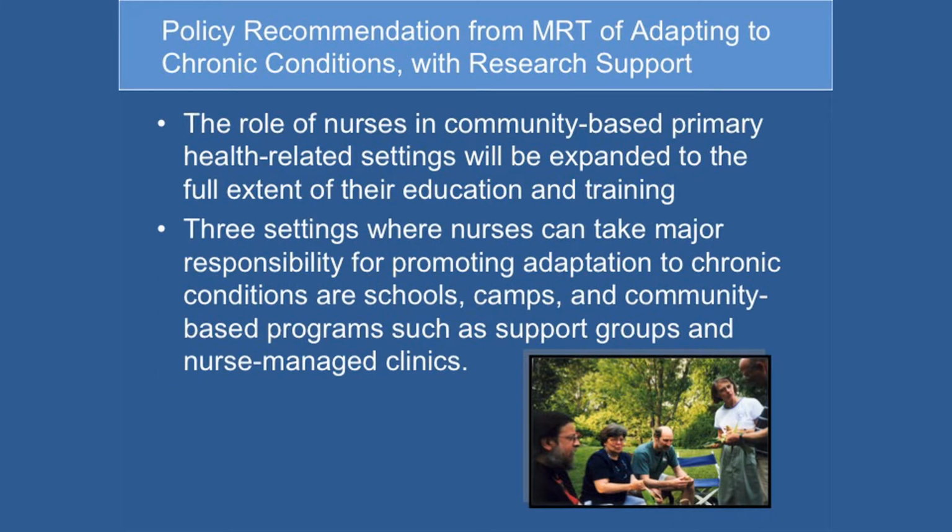The policy recommendation from this middle range theory of adapting to chronic conditions that has the support of the research. First, the role of the nurse in community-based primary health-related settings will be expanded to the full extent of their education and training. Three settings where nurses can take major responsibility for promoting adaptation to chronic conditions are schools, camps, and community-based programs such as support groups and nurse-managed clinics. So the authors discuss examples in each of these areas.